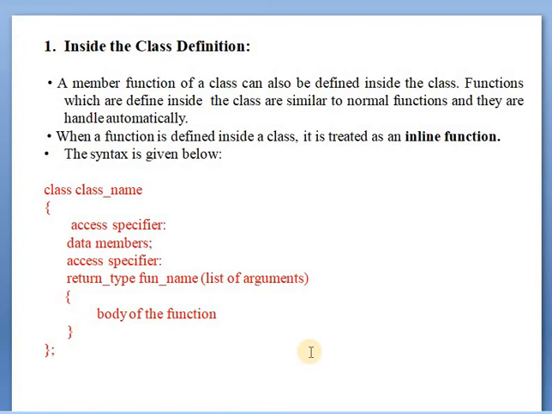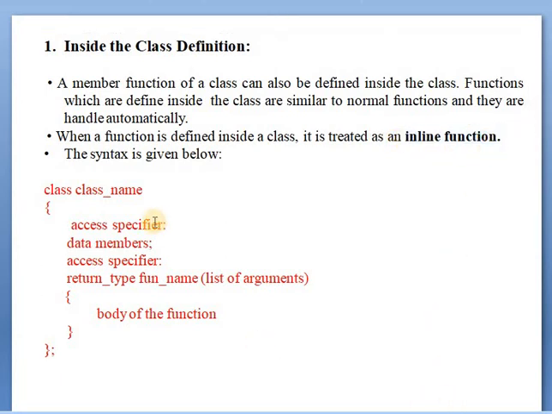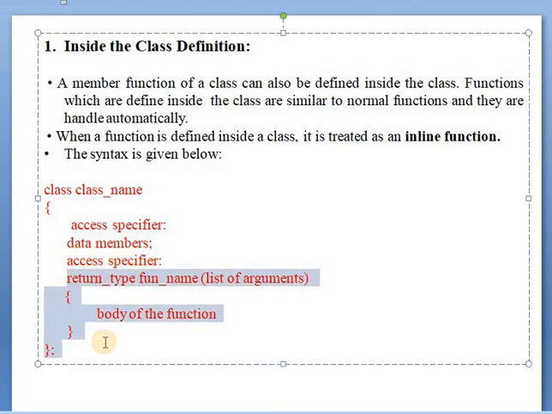So a member function of a class can also be defined inside the class. The functions which are defined inside the class are similar to normal functions and they are handled automatically. When a function is defined inside a class, it is treated as an inline function. Now see the syntax. Class name. Here class is a keyword, class name is any identifier. Now access specifier, here we can write private, public or protected, data members, and here now again access specifier. Now this is the syntax of how to define a function inside the class definition.